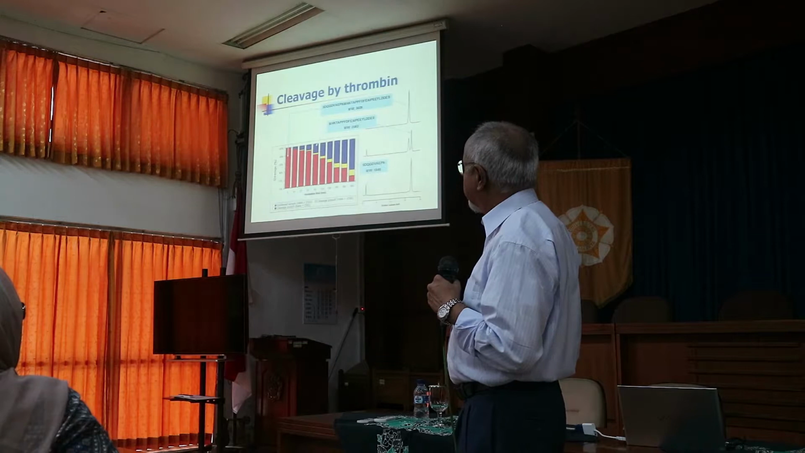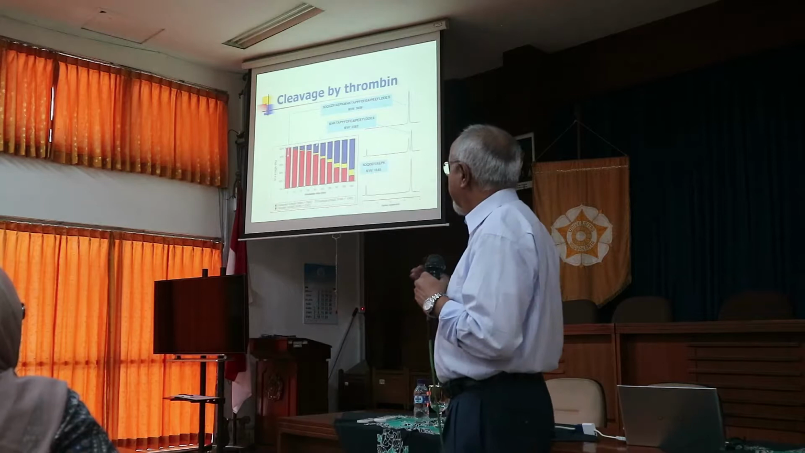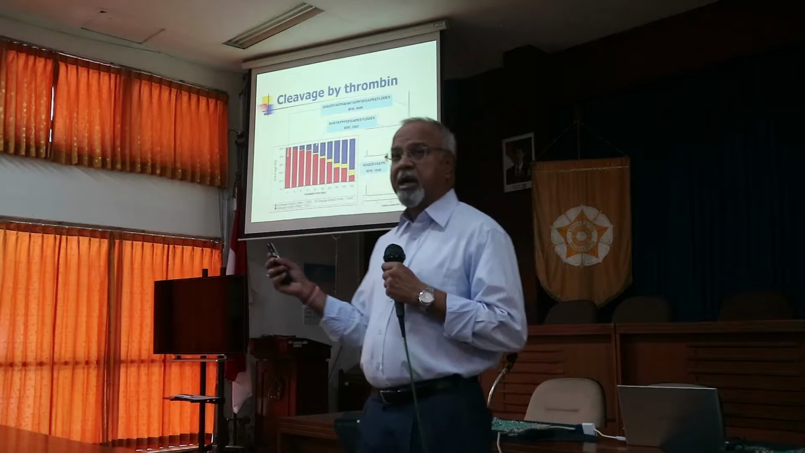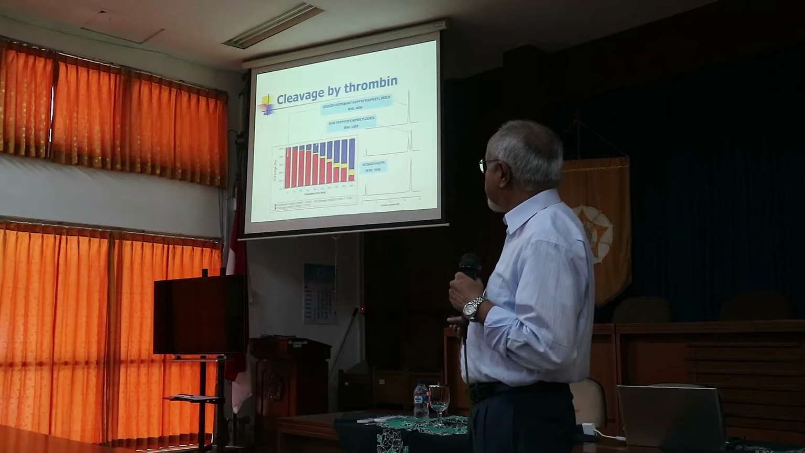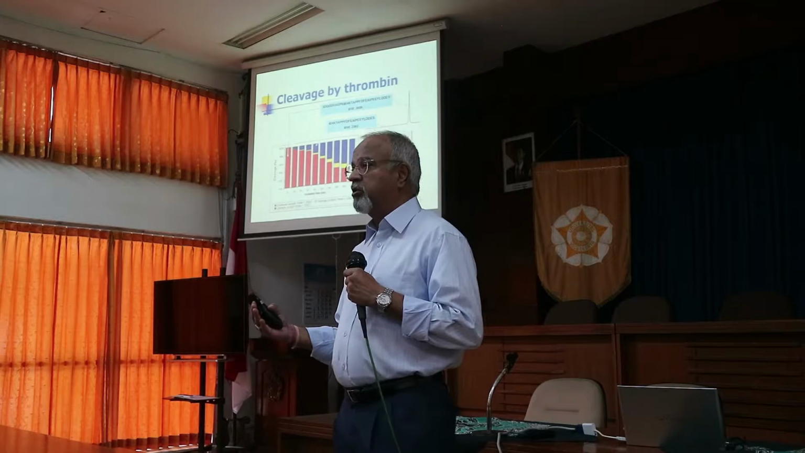And now we have plotted all of these. The red colored bars are the full length version, the blue colored bars are the C-terminal end of it, and the yellow colored bars are the N-terminal part of this molecule. We looked at all of these and quantified them, and as you can see, by the time you reach about 6 hours, only about 15%, 18% of the full length molecule is there.